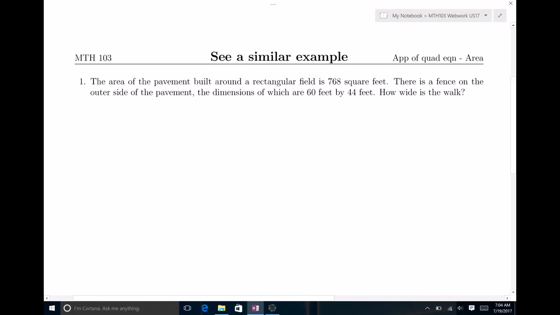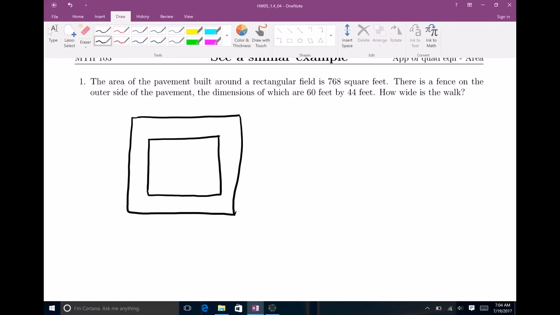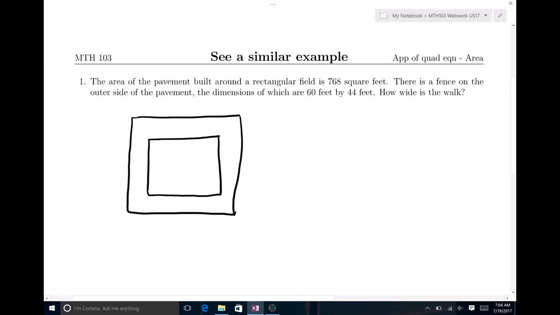I'm going to draw a little picture to start out on this problem. So I have a rectangular field. I'm sorry, that doesn't look much like a rectangle. And I have a pavement around the field, and the goal of the problem is to find the width of the walk.